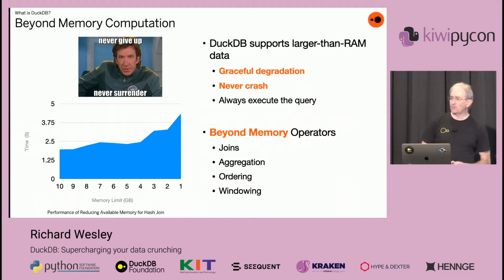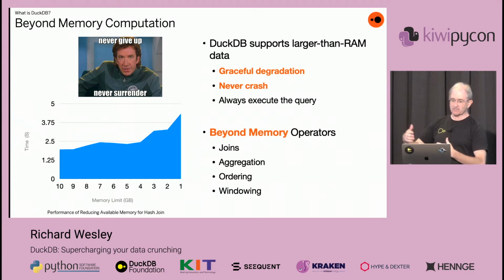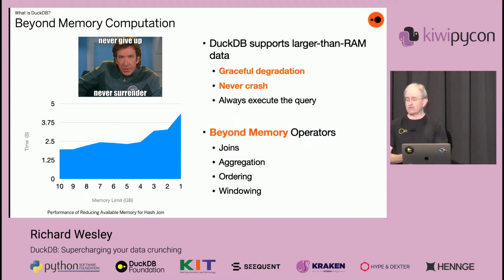And lastly, beyond memory computation, we all have various science fiction sources of inspiration, and one of them is Galaxy Quest. So we support processing larger than RAM data, and we're very good at gracefully degrading as we start to use the disk. Our goal is to never crash until we maybe run out of disk space, which hopefully won't happen, and always execute. And so we've been working on a lot of these operators recently. This graph here just shows that as you take this query down from 10 gigabytes, we can actually say how much memory you get to use. You see it only gets about twice as slow, even when we cut the memory down by a factor of 10.